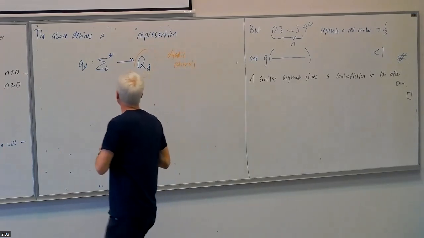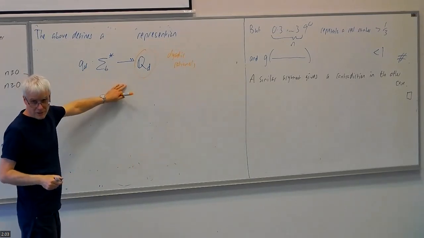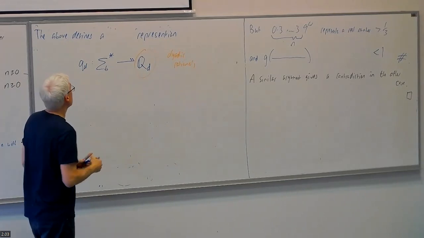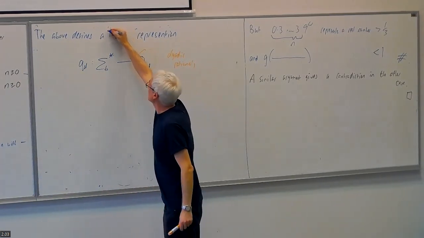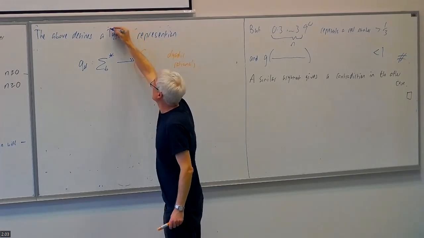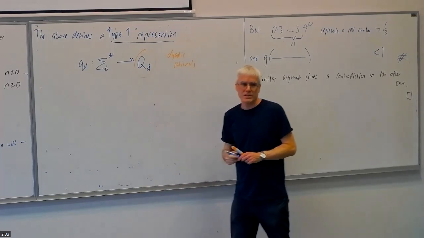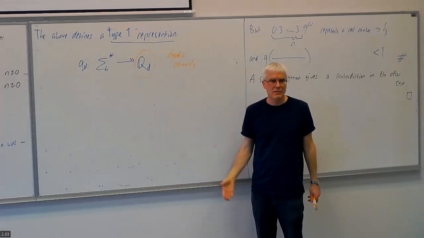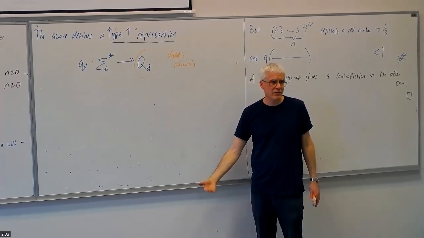And this is a representation in the sense of lecture 3, when we considered representations. That's a representation by finite words. So I'm now going to start calling these type 1 representations. These are the first kind of representations we considered, representations by finite words.